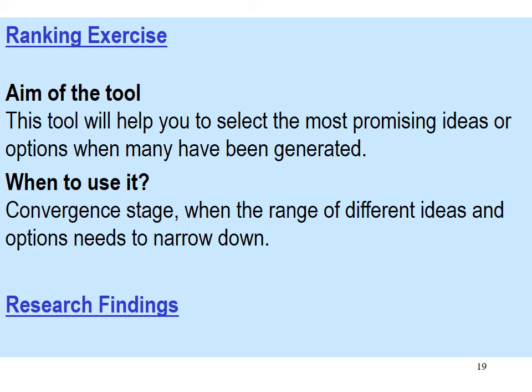So, ranking exercise is another tool for project identification. As I told you, not only a single tool we use for project identification, we need some metrics together, one or two or three, for a particular project identification. That is very important so that we can understand the whole situation in a better way. It is written there that this tool will help a person to select the most promising ideas or options when many have been generated.